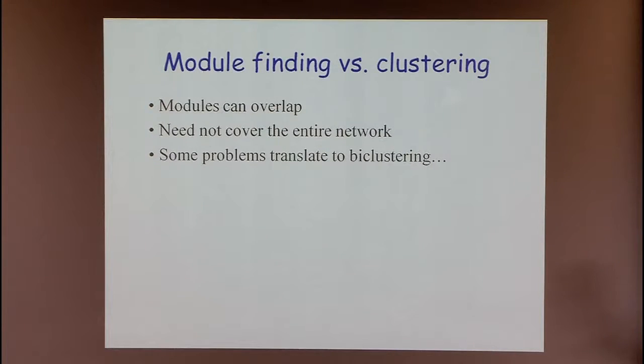So in biclustering, indeed you allow your modules to overlap, and you don't care about whether they cover all your data or not. Indeed, what I will show is that module identification in protein interaction networks has some similarities to biclustering, and we can actually use biclustering algorithms to improve module identification in those networks.